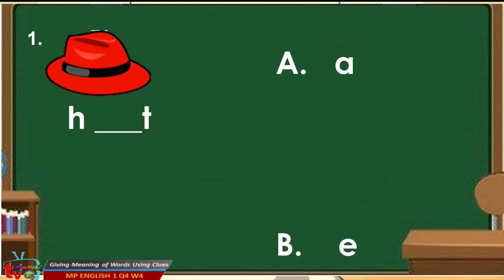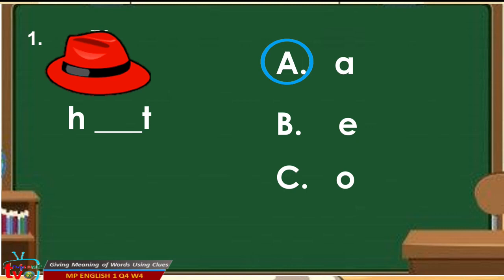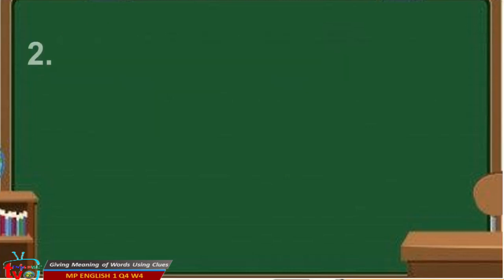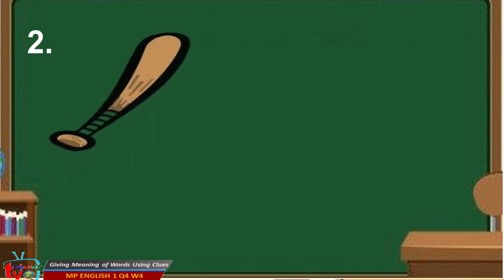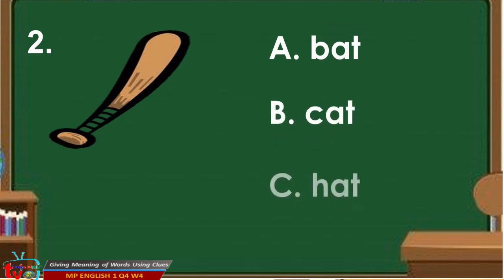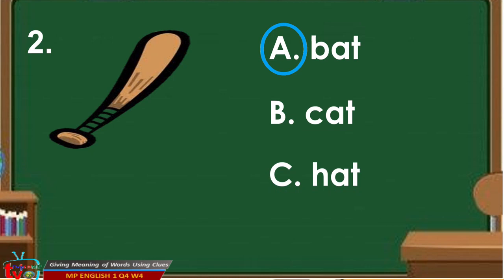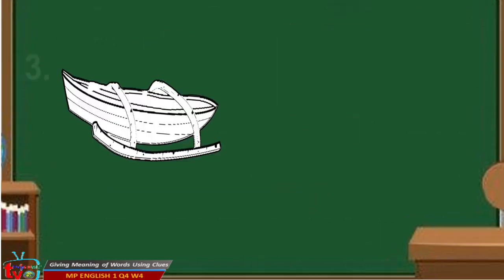Number 1. What is the missing letter to complete the name of this picture? A. Letter A. B. Letter E. C. Letter O. The answer is letter A. It is a hat. Number 2. What is the name of this object? A. Bat. B. Cat. C. Hat. The answer is letter A. This is a bat.